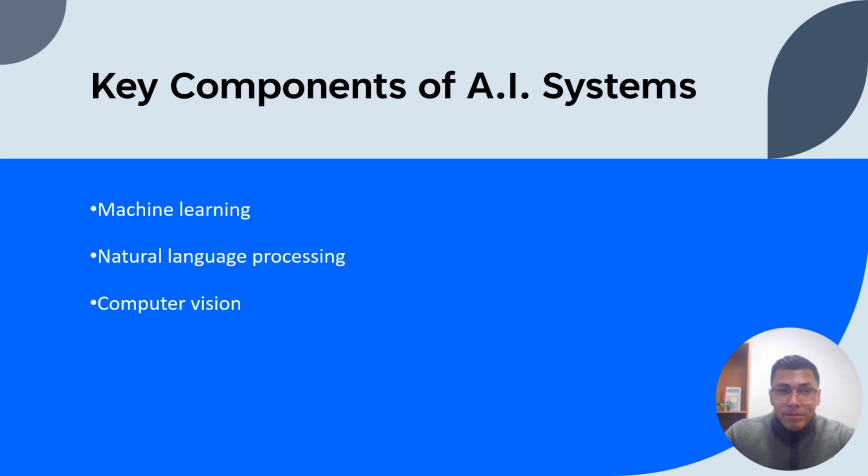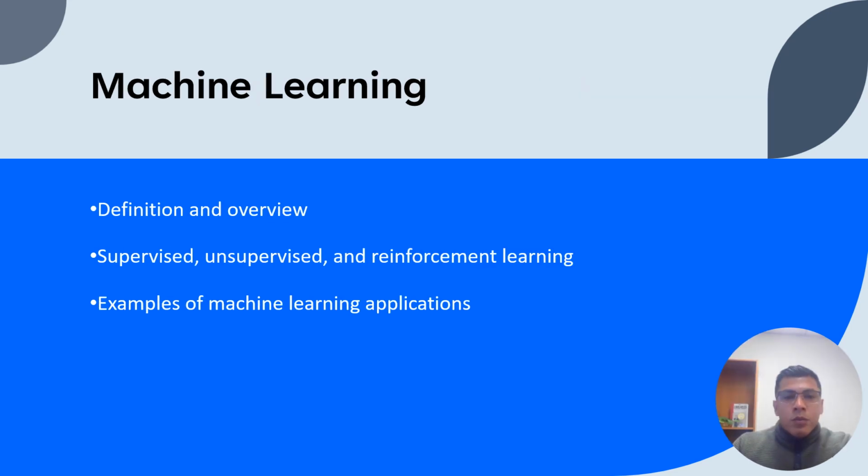Moving on. Now that we have a basic understanding of what AI is, let's discuss the key components of AI. There are three main building blocks: machine learning, natural language processing, and computer vision. These components work together to enable AI systems to learn, understand, and perceive the world around them. So let's dive right into the first one.